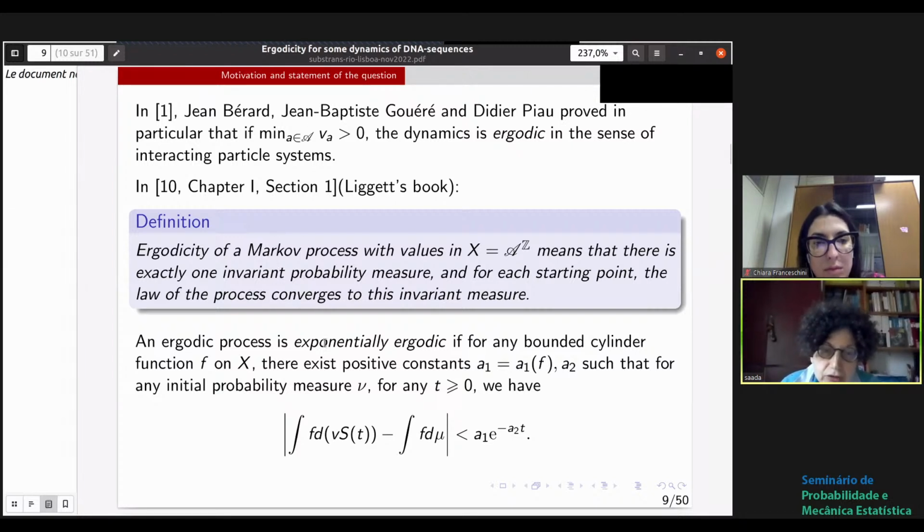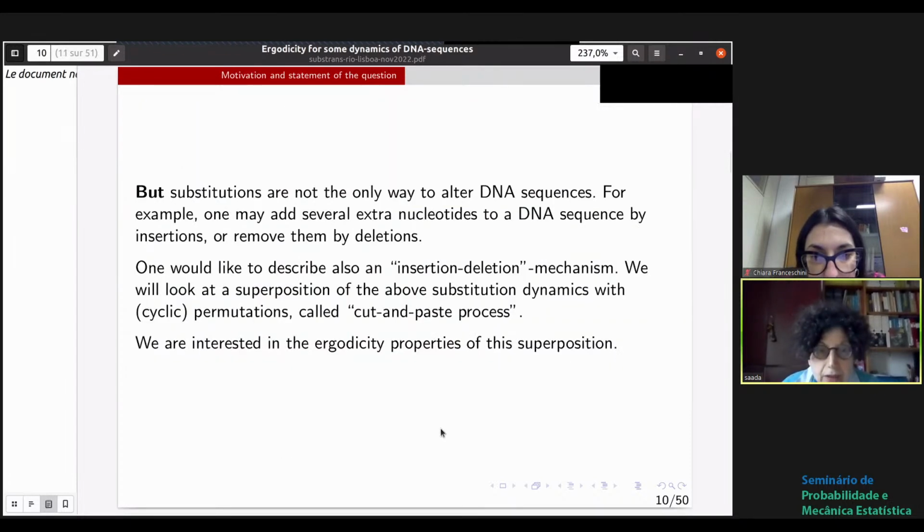We're also interested in the fact that the process could be exponentially ergodic. So meaning that for any initial probability measure nu, we would have the integral of f d nu S_t, which converges to the integral of f d mu, bounded by a1 e to the minus a2 t, with a1 depending on the function f. And so that's for substitution.